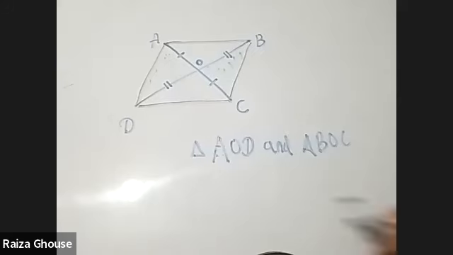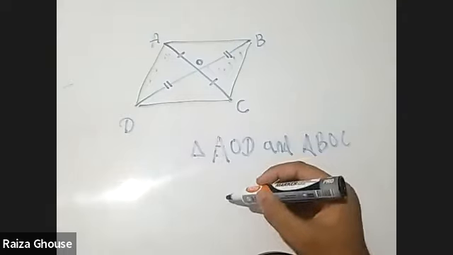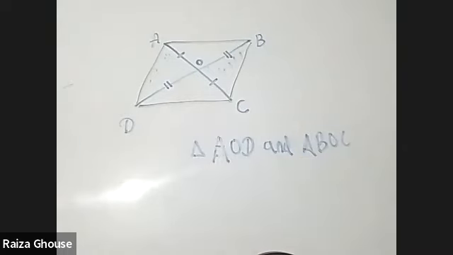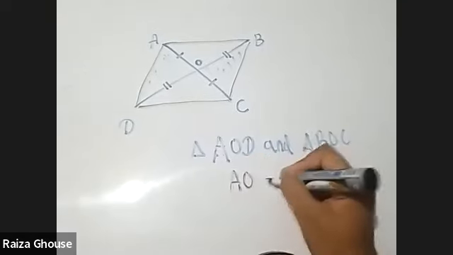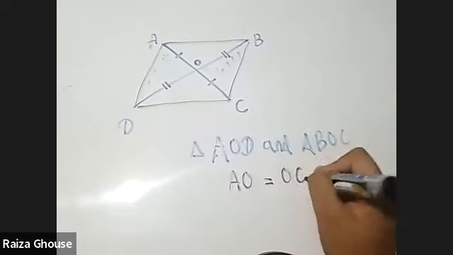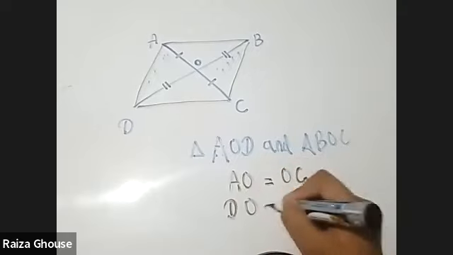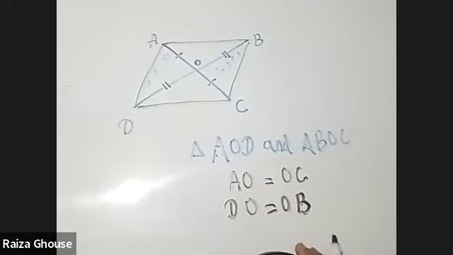Okay, right. AOD. Now tell me, what are the data you can write? Prove the congruency and quickly send me your answers of the case of congruency. Let's see who can send them first. Case of congruency for this one: SAS. Excellent. In the triangle AOD, you can see very clearly AO is equal to OC. DO is equal to OB. What is the next one?